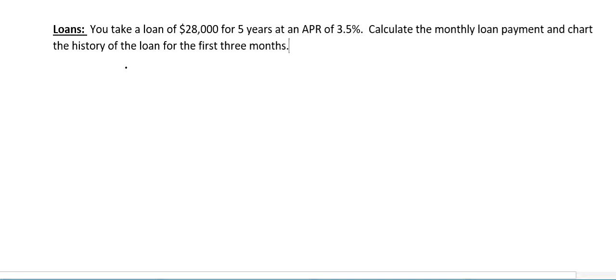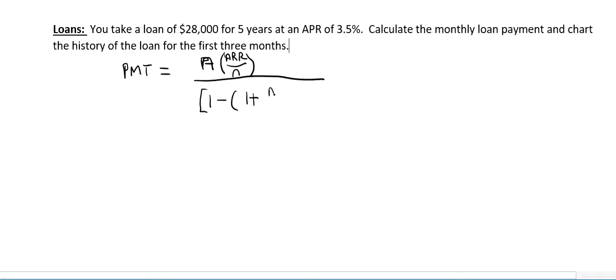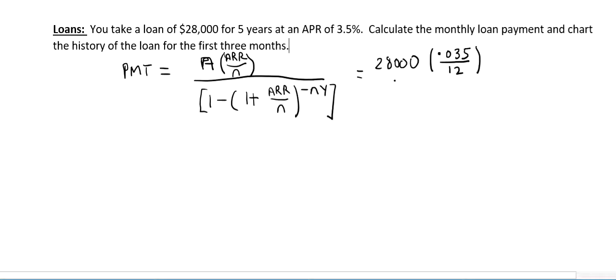So first of all, to figure out the payment, the formula for the payment is equal to the loan amount, which is A, times the APR over N, which is usually 12, and then you divide that by 1 minus (1 plus the APR over N) to the negative N times Y. So if we plug in our numbers into this formula, A is 28,000, that's how much we're borrowing, and my interest rate is 0.035, 3.5%. Compounded monthly, and we're paying monthly, so that's why I put the 12 there.